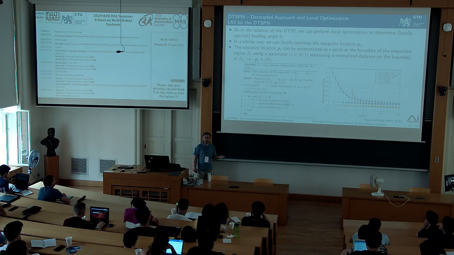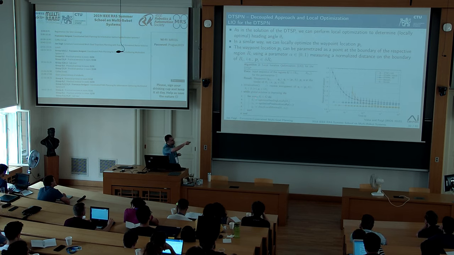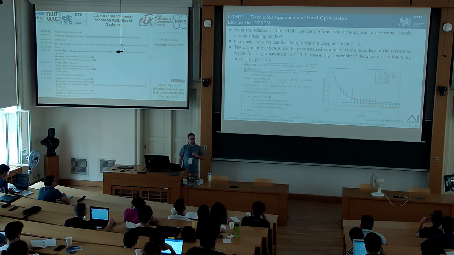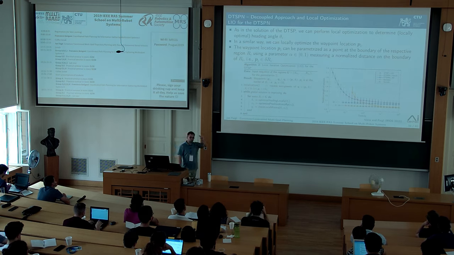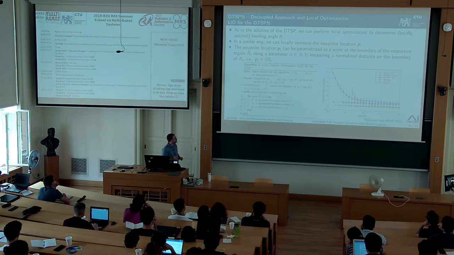You can also use this local iterative optimization. But now you need to optimize not only the heading, but also the location. And if you remember the algorithm for the Leo, it's pretty much the same, but we just add this optimized position locally. So it's independent optimization. So we independently optimize the heading and independently optimize the location. How can we parameterize the location? If we consider that it's a boundary region, we can consider like 0 to 1, or 0 to 2p, which is the normalized distance on the boundary.